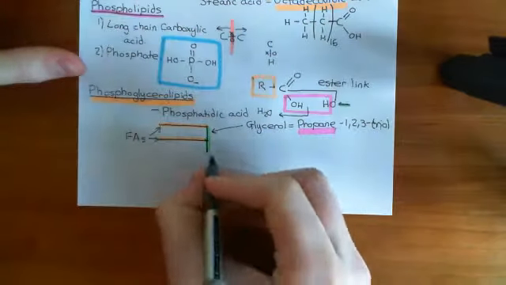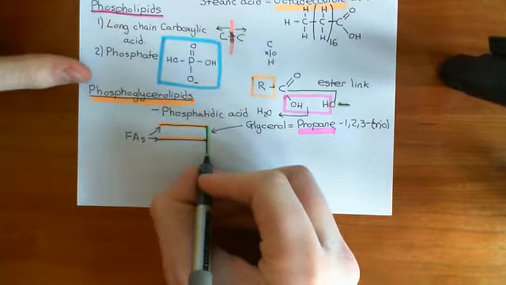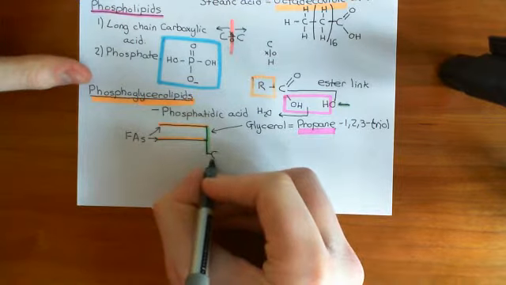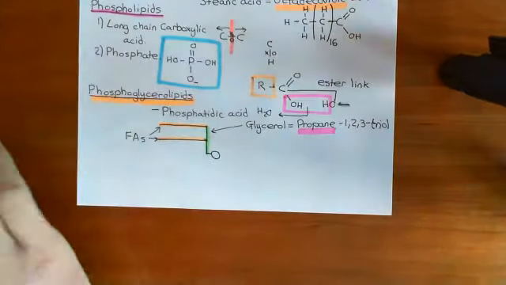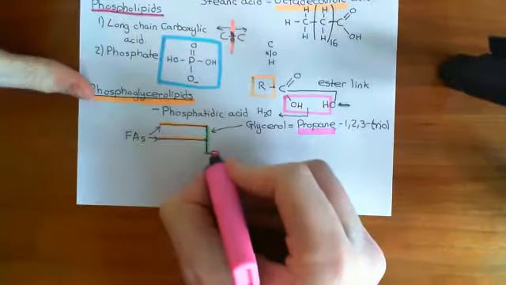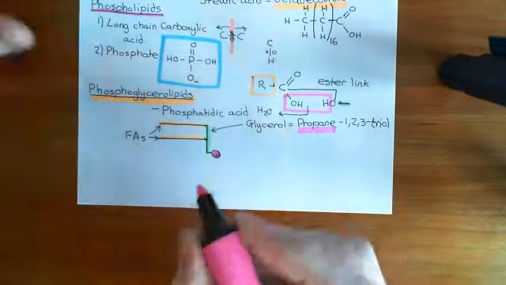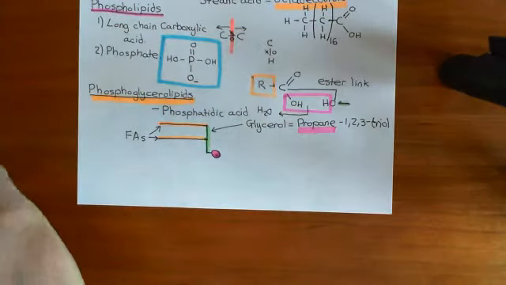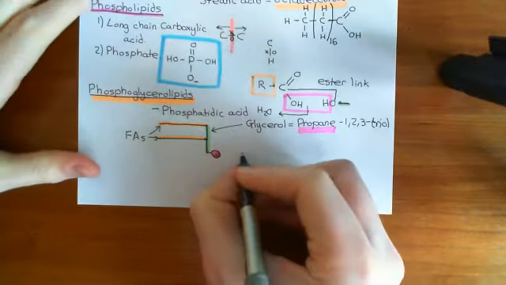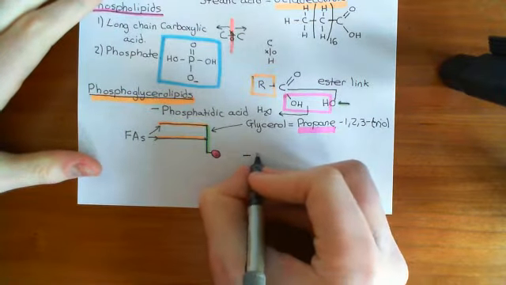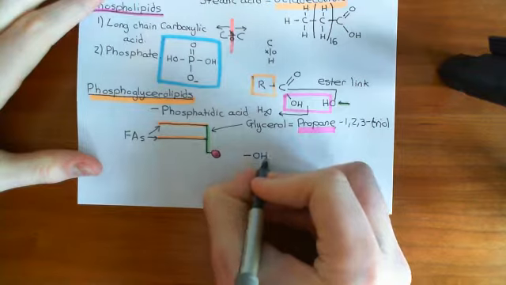Okay, so we're going to now attach a phosphate group onto the alcohol group that comes off the third carbon of the glycerol molecule. Okay, so we're going to put a phosphate group here. Now this is going to be attached on once again via phosphoester link. So let me just remind you of how phosphoester links work.